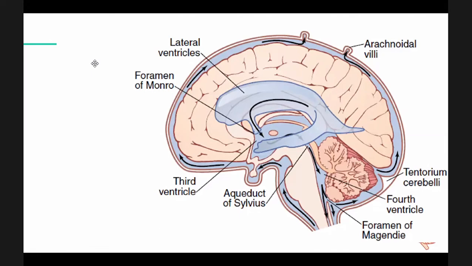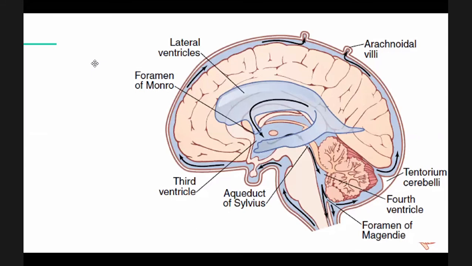Then the fourth ventricle. And after the fourth ventricle, you have the foramen of Luschka, and then the foramen of Magendie, and then finally into the subarachnoid villi.